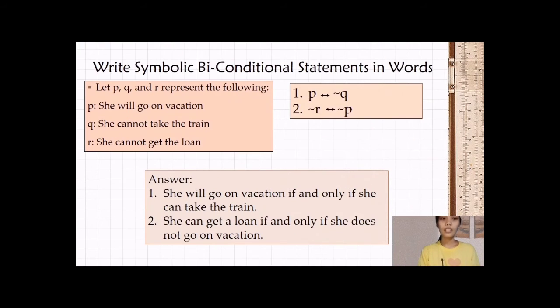Next, let's write the symbolic biconditional statement in words. Let P, Q, and R represent the following. P, she will go on vacation. Q, she cannot take the train. R, she cannot get the loan. P if and only if the negation of Q. The answer will be, she will go on vacation if and only if she can take the train.